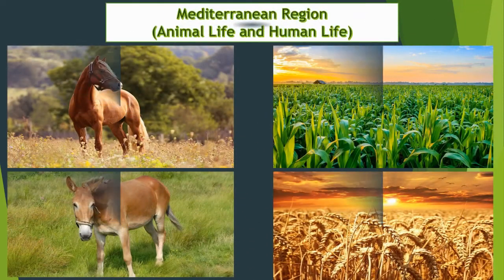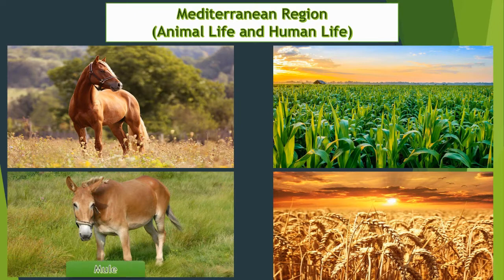One can find domesticated animals in the Mediterranean region. Due to animal husbandry, domesticated animals are found in large numbers. These animals include goats, sheep, cows, mules, horses, etc. A mule is an animal which is created by a donkey and a horse. It's a combination of a donkey and a horse.